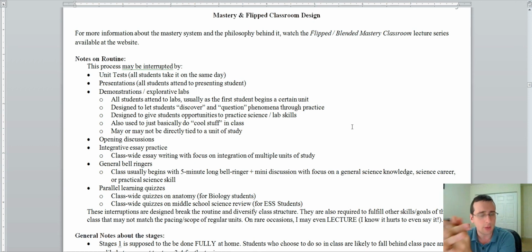In earth-based science students, I also do that for middle school science review, and I also do that for AP Biology with some of the long-term projects that we have. Now, these are some examples. Now, remember that these interruptions are designed to break the routine of the design itself, to diversify the class structure, and they're also required to fulfill other skills or goals that you may have for the class, which may not necessarily be tied into the scope of any particular unit of study.